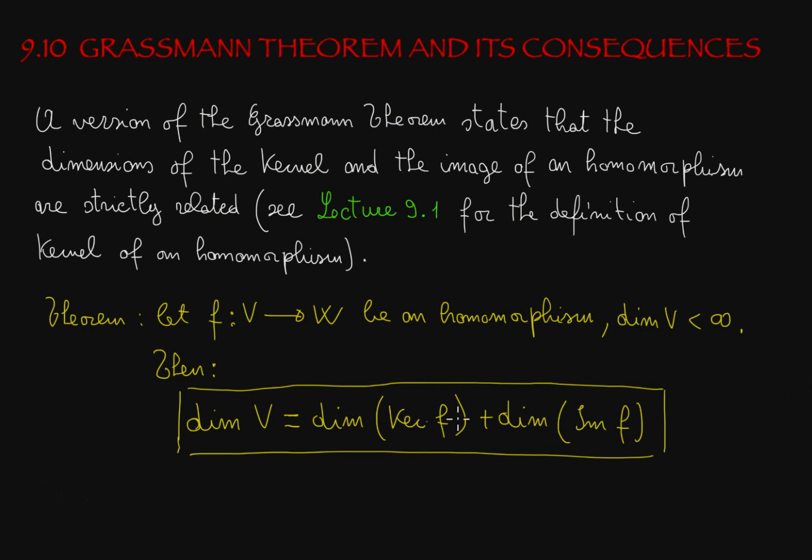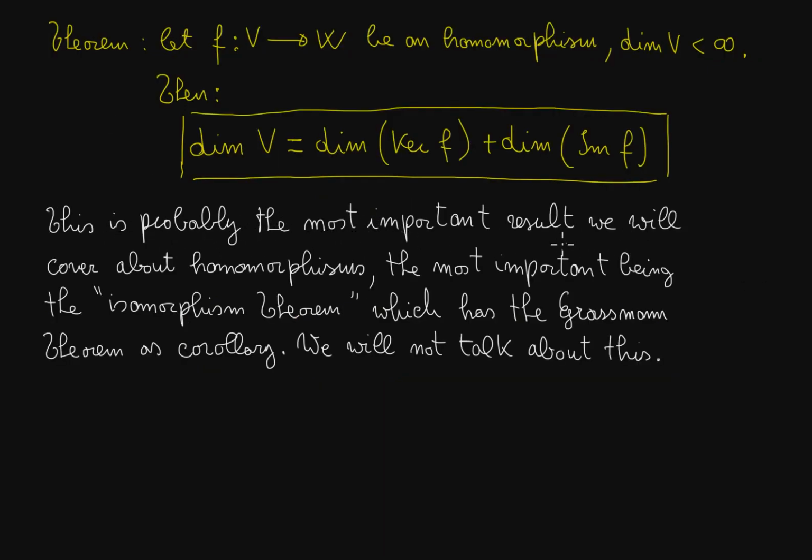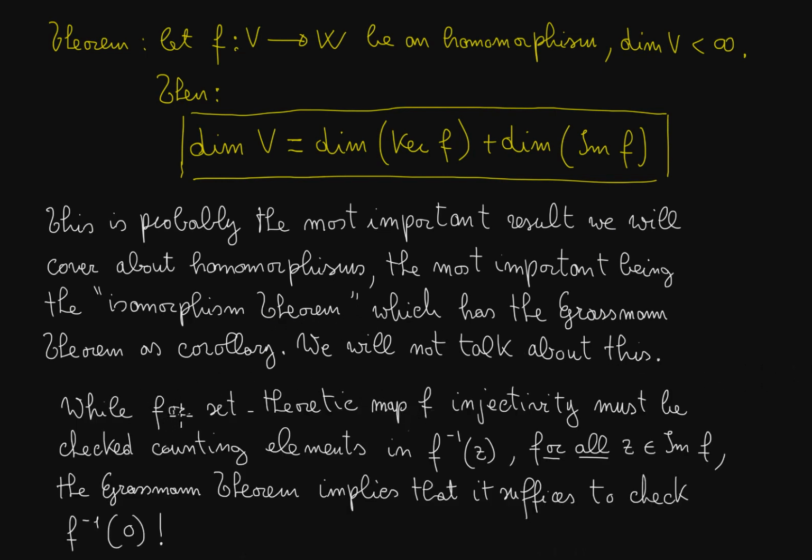has striking consequences for homomorphisms. This is probably the most important result we will cover about homomorphisms. The most important being the isomorphism theorem, which has the Grassmann theorem as a corollary. But we will not talk about the isomorphism theorem here. While for a set theoretic map F, injectivity must be checked counting elements in the pre-image of every element in the image, the Grassmann theorem implies that it suffices to check in the pre-image of the zero vector. Let's see what this statement is about.